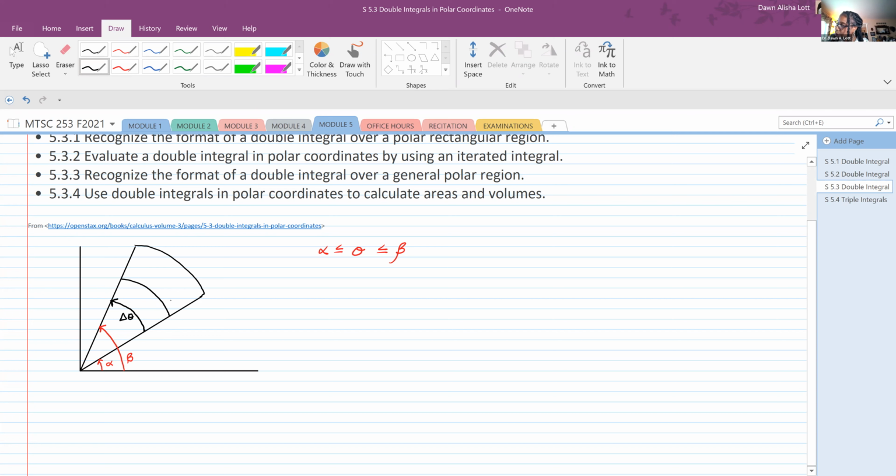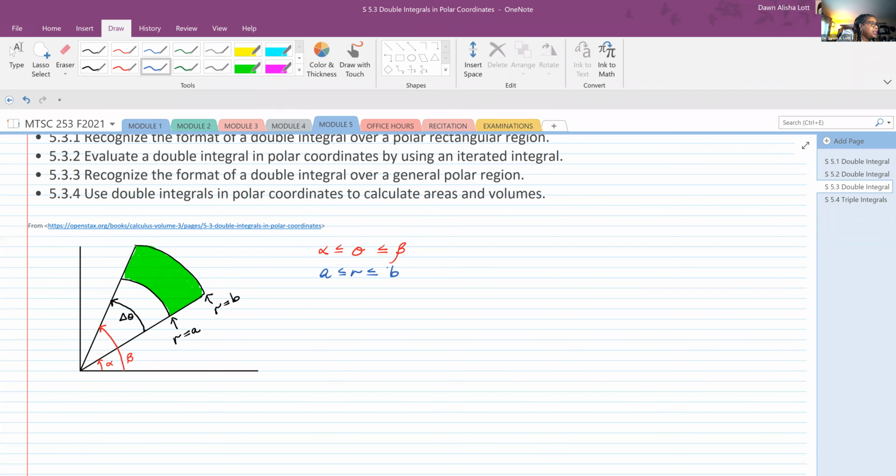Okay, and so here is R equal to A, and here is R equal to B. Then the region I have is just this little shaded region right here. So that's called a polar rectangle. It's basically not quite a rectangle because it's rounded. And then you can see that theta goes from there to there, and A is less than or equal to R is less than or equal to B.